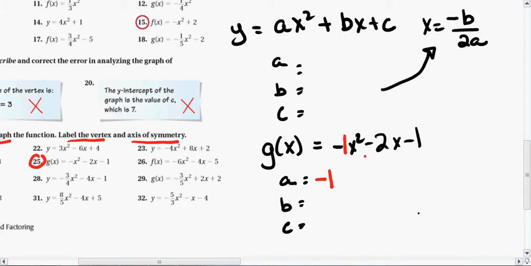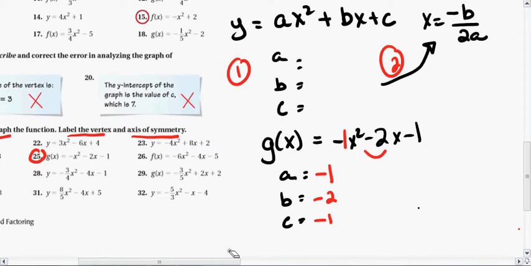B is going to be whatever number you're multiplying x by, the x coefficient, not the x squared, but the x coefficient, and that's going to be negative 2. And then c is negative 1 again. So a and c happen to be the same here. So there's step 1. Figure out what a, b, and c are. Here's step 2. Plug them into the axis of symmetry formula. So we'll do that next.